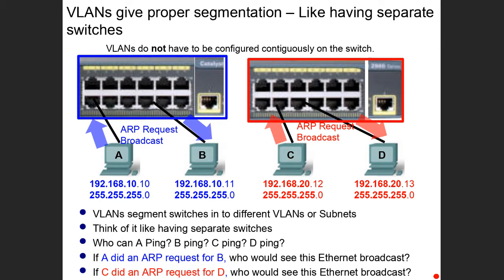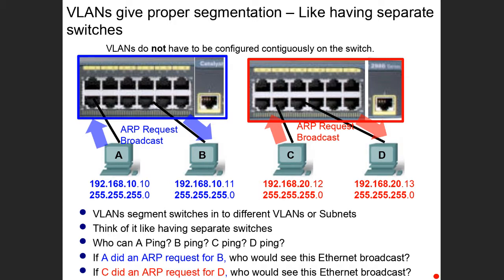They don't hear each other. There is no communication between the blue ports and the red ports. They're in separate VLANs. Later on, we'll put a router in there where we'll store communication between them. So VLANs segment switches into different VLANs, and a VLAN is always going to be corresponding to a subnet, like the .10 for the blue, the .20. It's like having separate switches.